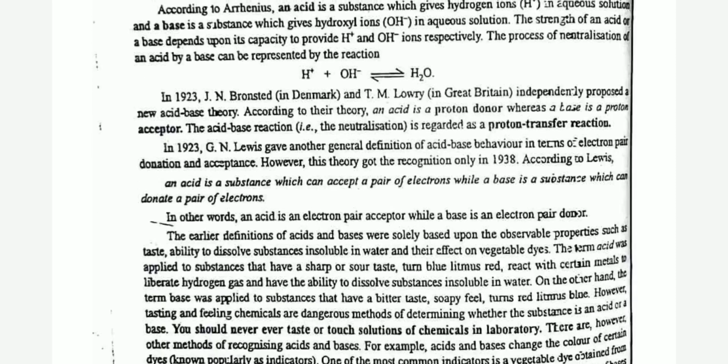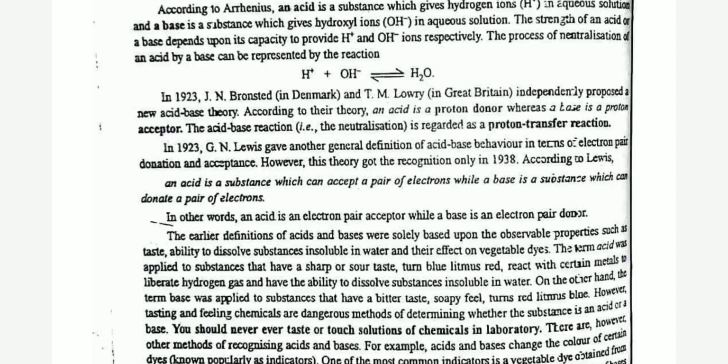In 1923, J. N. Bronsted in Denmark and T. M. Lowry in Great Britain independently proposed a new acid-base theory. According to their theory, an acid is a proton donor, whereas a base is a proton acceptor. The acid-base reaction, that is, the neutralization, is regarded as a proton transfer reaction.